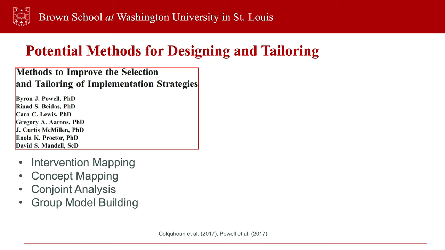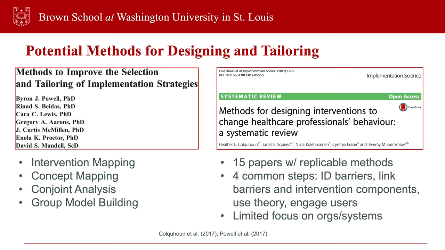Similarly, Heather Cahoon and colleagues at the University of Toronto have reviewed 15 different papers with replicable methods for designing implementation strategies to change healthcare professionals' behavior. They note these four common steps: identifying barriers, linking barriers and intervention components or implementation strategy components, using theory, and engaging end users. They also note there's a real limited focus on organizations and systems as we look at these different methods across the literature.